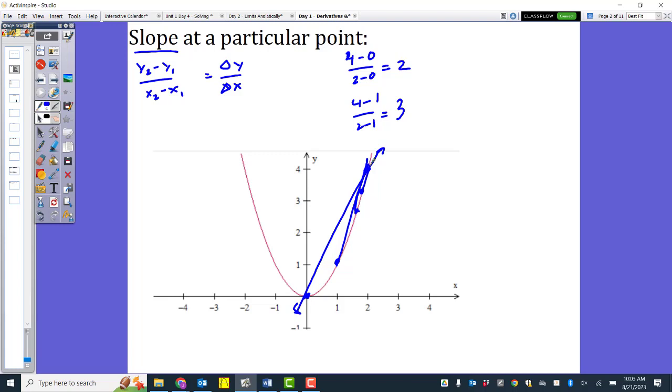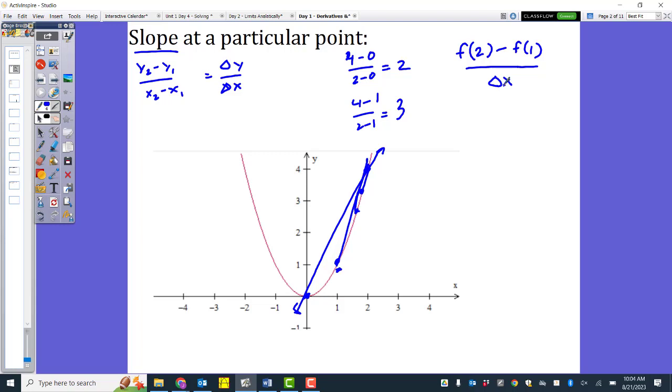We have f of, let's do this point and that point. f of 2 minus f of 1 over the change in x. Okay? Over the change in x. This is what we're looking at. This gives us the slope. Now, if we want this to be more accurate, we want this part right here to be pretty close.